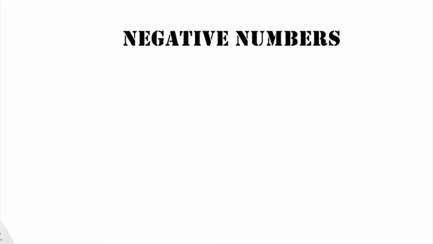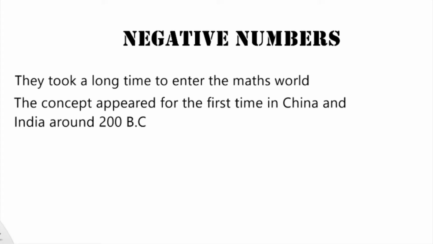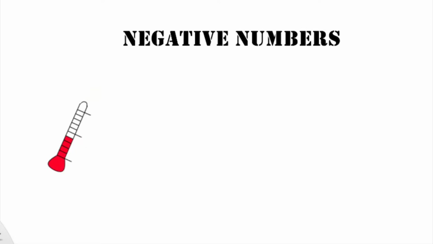Today we're going to talk a little bit about negative numbers. First of all, they took a very long time to actually enter the mathematical world. And the concept appeared for the first time in China and India around 200 BC. One of the main reasons for their appearance was actually debt. We all know that negative numbers do not feel intuitive, at least not at the very beginning. So let's try to put them in actual real-life situations.